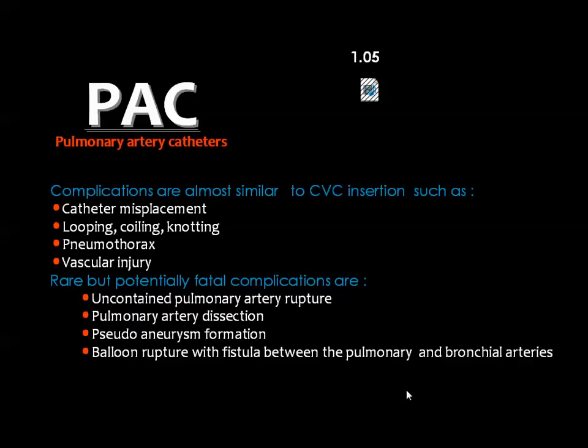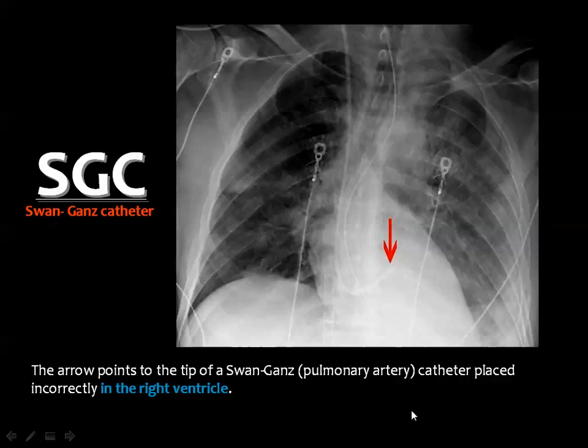electrocardiogram. Now, the complications of catheterization are almost similar to any central venous line insertion, like catheter misplacement, looping, coiling, or knotting, pneumothorax, and vascular injury. These are rare complications, but they are usually fatal, like uncontained pulmonary artery rupture or dissection of the pulmonary artery, with or without the formation of pseudoaneurysm, or if the balloon ruptures, with development of fistula between the pulmonary artery and the bronchial arteries.